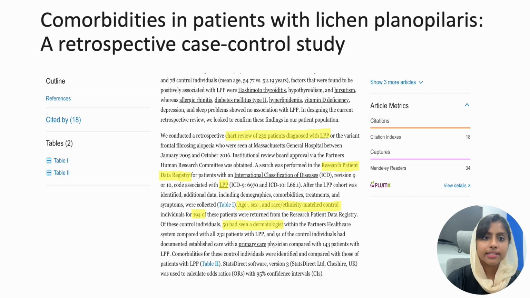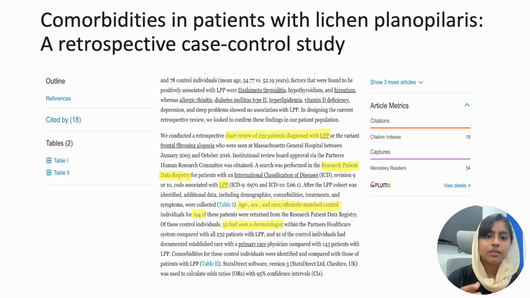So let's take a look at one of the published research. This is a study that set out to look at the comorbidities in lichen planopilaris patients. It's a retrospective case control study. The cases here are lichen planopilaris patients, and then you have the controls, who are not diagnosed with lichen planopilaris, and then they have checked what other comorbidities they have.